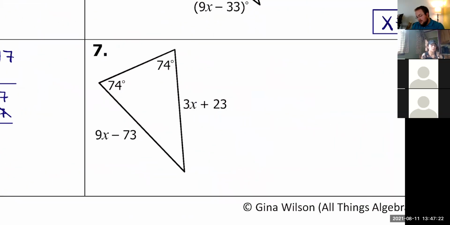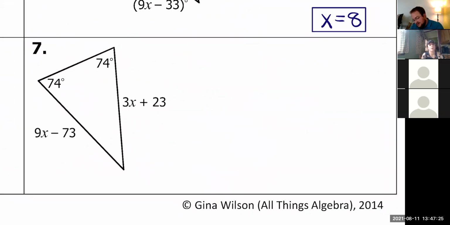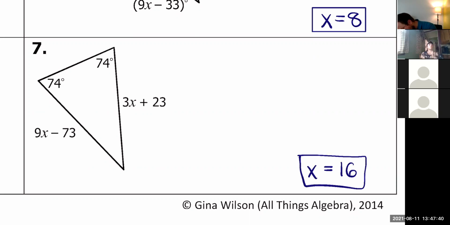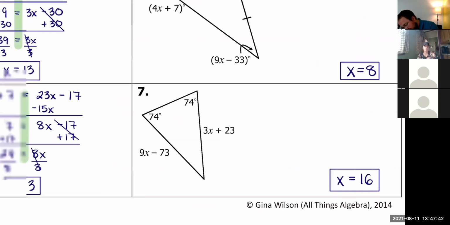So, like I said, number 7 is very similar to number 6. The only difference is instead of putting the little arcs in the angles to say they're congruent, they put two of the same measurements in there. Same relationship, you're going to set them equal to each other. If you wanted to try that one out, you should get that x equals 16 on this last one.